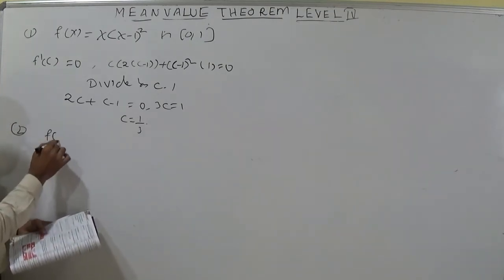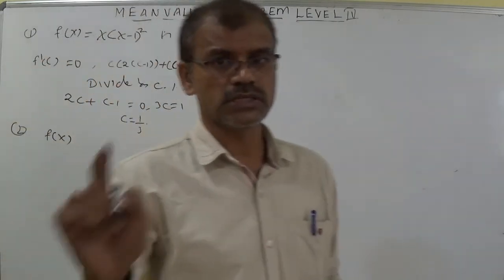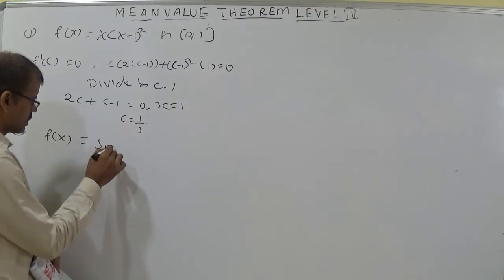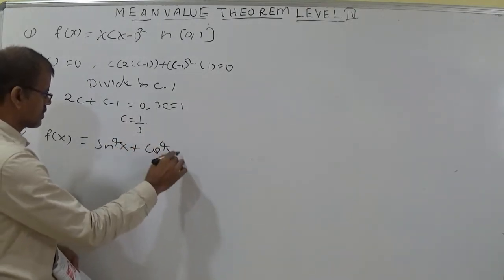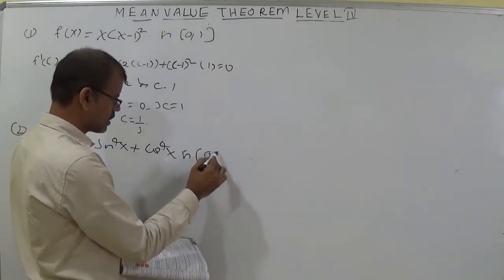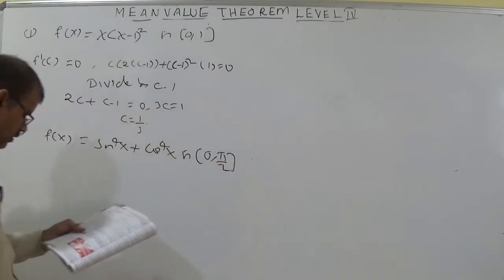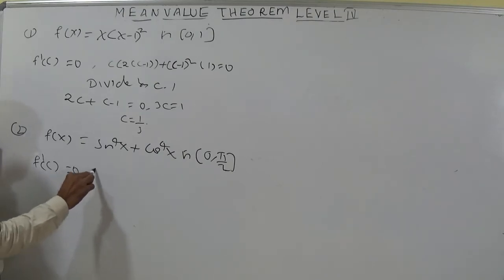Students, in the second question there is a print mistake. F of x is given as sin power 4x is equal to cos power 4x. It is wrong. You correct the question: f of x is equal to sin power 4x plus cos power 4x, in the closed interval 0, pi by 2. The value of c, per Rolle's theorem, you should calculate. Let us discuss the formula f dash c is equal to 0.